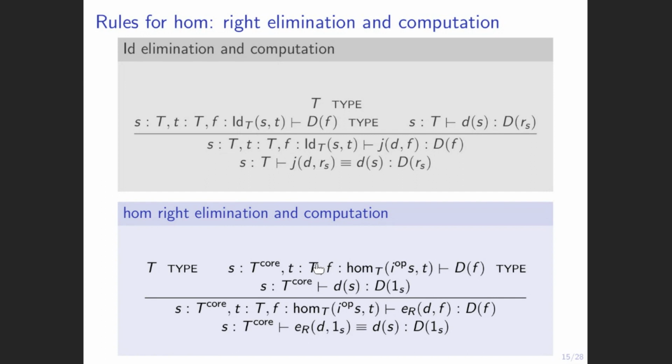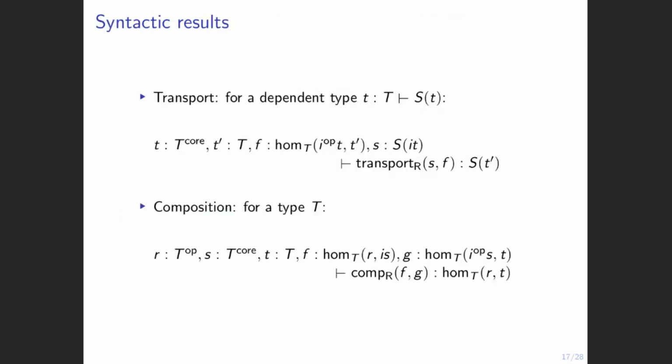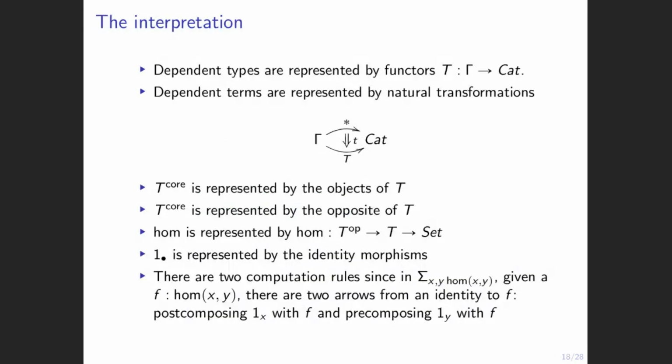So if all the terms of the core are the same as the terms of the original type, then the identity and the hom type are just the same. They have the same property. Thanks. Yeah, no problem.